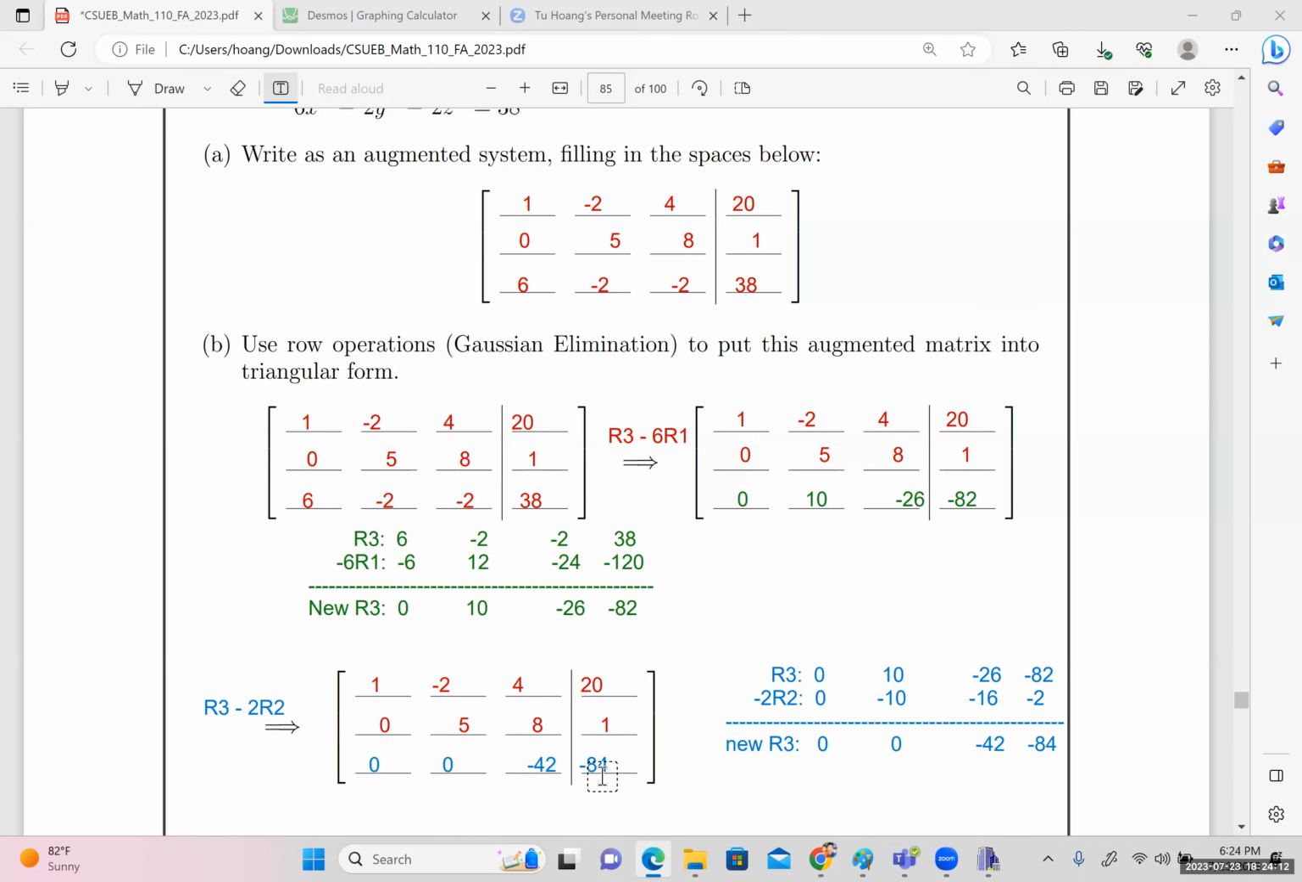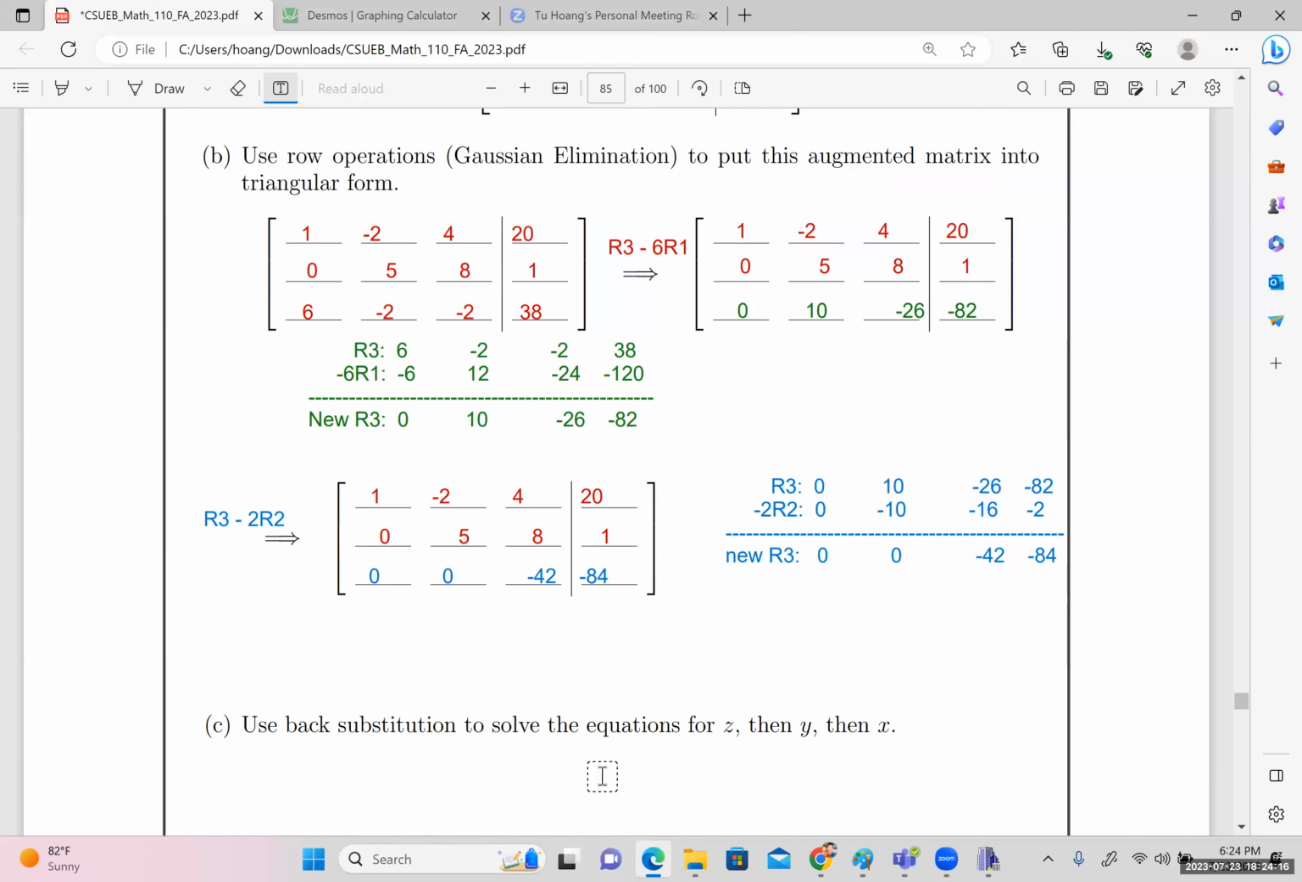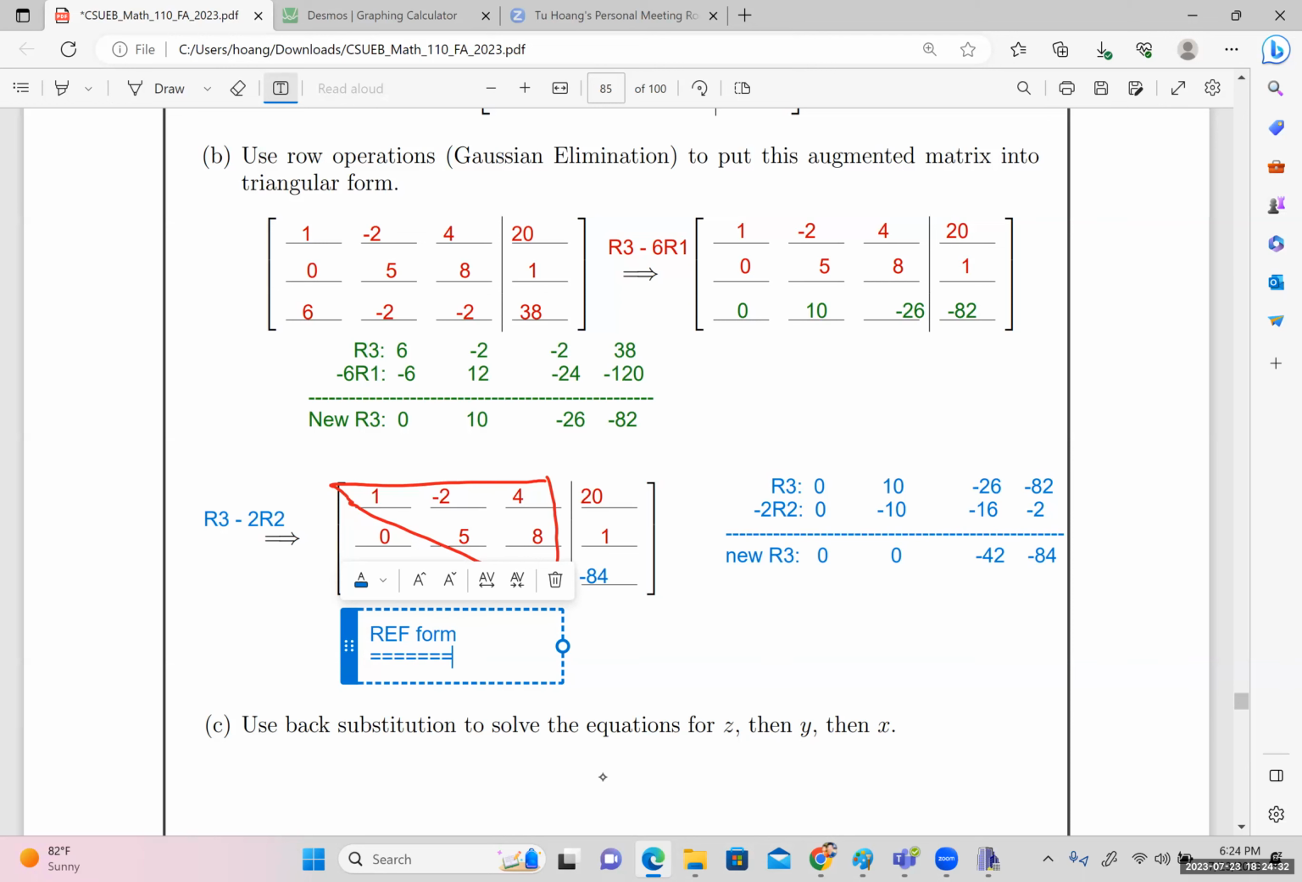Okay, so now as you see, if you draw 3 lines to bound all the non-zero coefficients, you will see a right triangle. So this is the REF form, right? From here, you're going to come back with a triangular system.